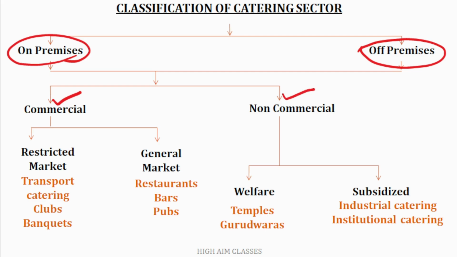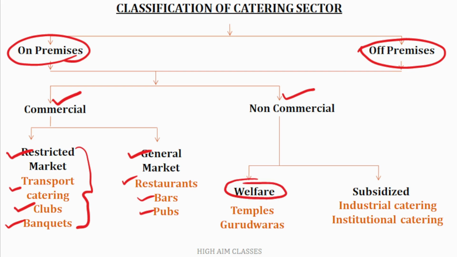Further, it can be divided into commercial and non-commercial both. In commercial, one is the restricted market, where only some people are allowed, like transport catering, only the passengers, club memberships, banquets, only the people who are invited. So this is the restricted market. Here we have the general market, open for all general people: restaurants, bars, pubs.